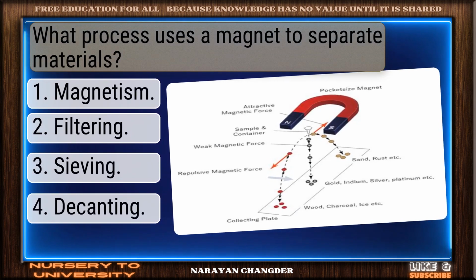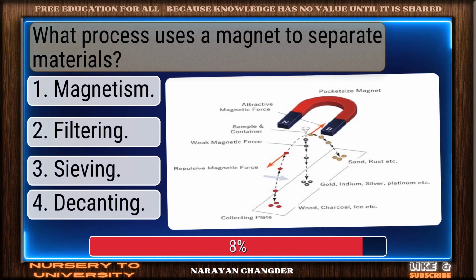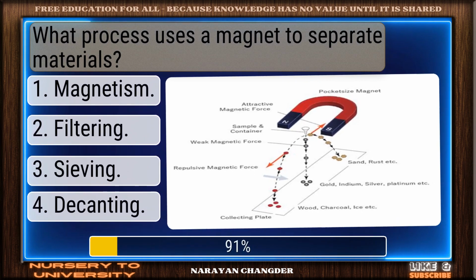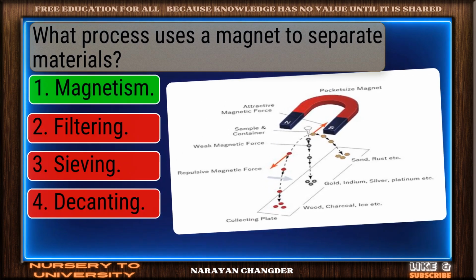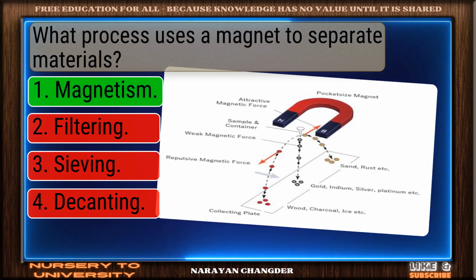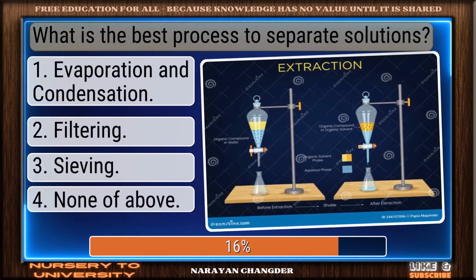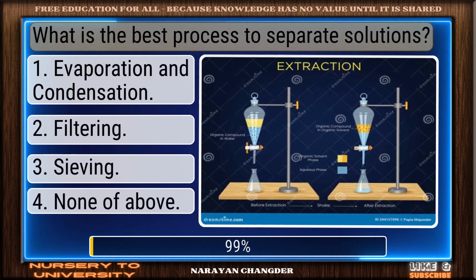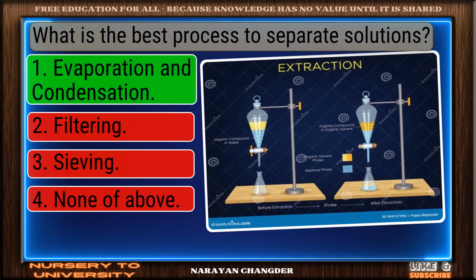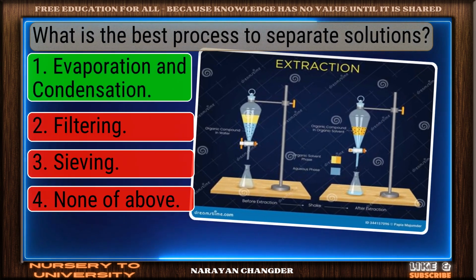What process uses a magnet to separate materials? Perfect. Magnetism is the correct choice. What is the best process to separate solutions? Right choice. Evaporation and condensation is the best answer.